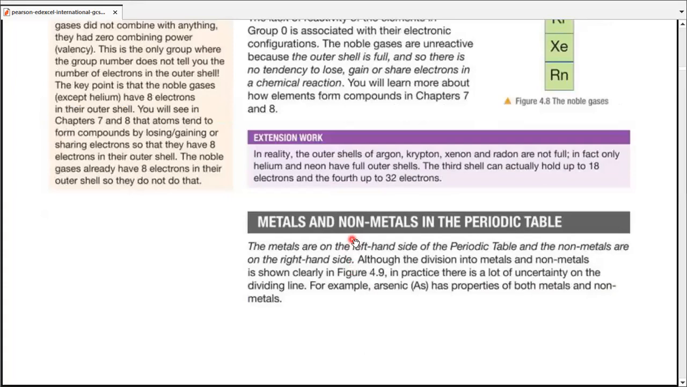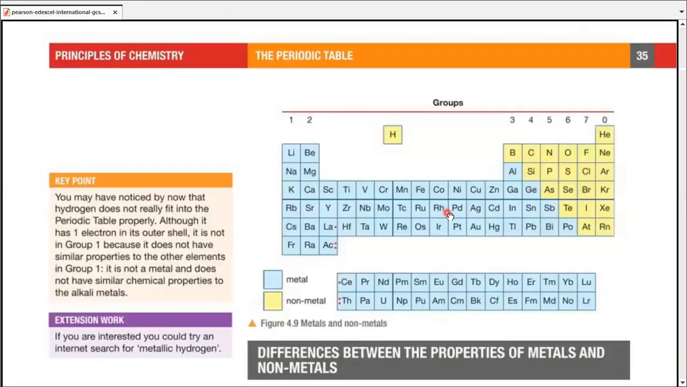Okay, moving on. Metals and non-metals in the periodic table. The periodic table consists of some metals and some non-metals. Metals are usually present on the left-hand side. Non-metals are usually present on the right-hand side. But the division of metals and non-metals is not shown clearly in 4.9. There is a lot of uncertainty on the dividing line, but we can still work it out.